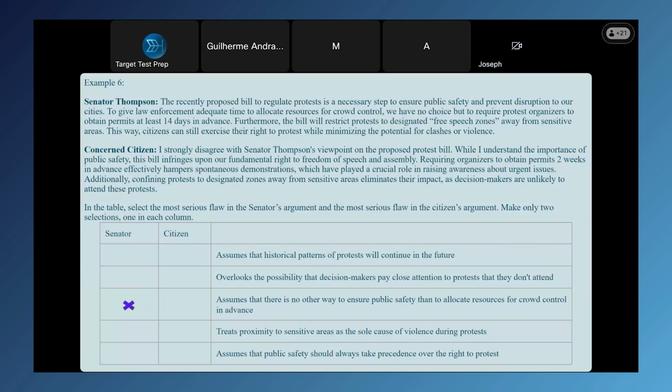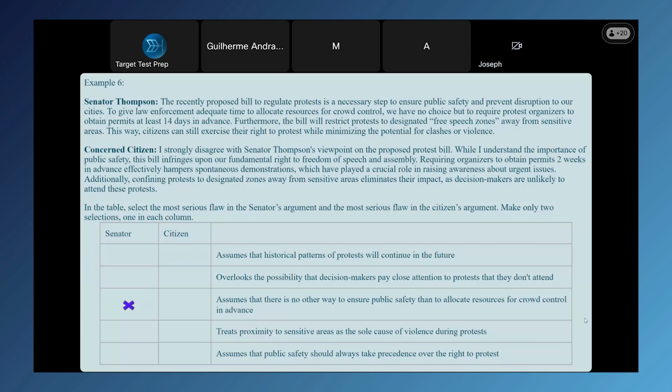So as decision makers are unlikely to attend those protests, the citizen is assuming that if decision makers don't attend the protests, then the protest cannot impact whatever decisions the decision makers would make. And so that is a logical flaw with the citizen's argument. People could still be impacted by protests even if they aren't able to attend the protests.